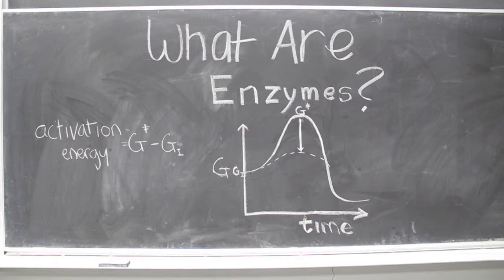What are enzymes? Enzymes are proteins that catalyze reactions that would normally take place, but very slowly. What this means is enzymes lower the activation energy required to push the reaction forward. There are many different types of enzymes that fall into 6 different classes.